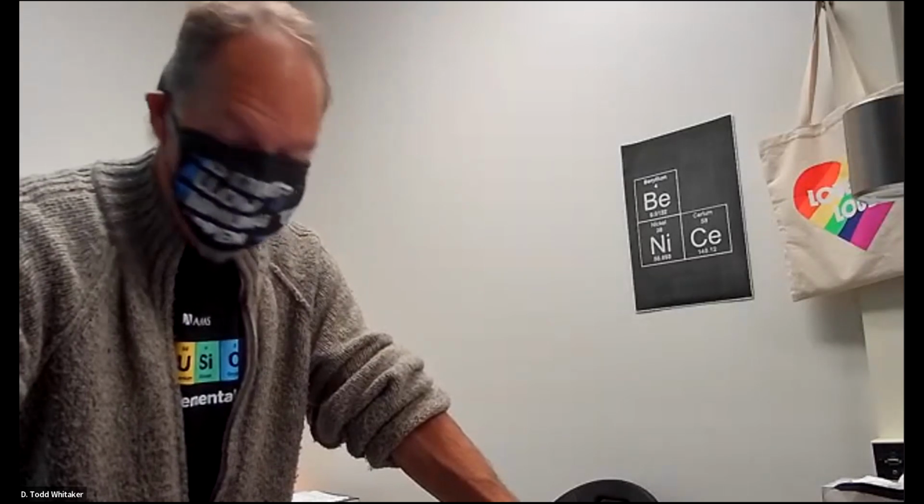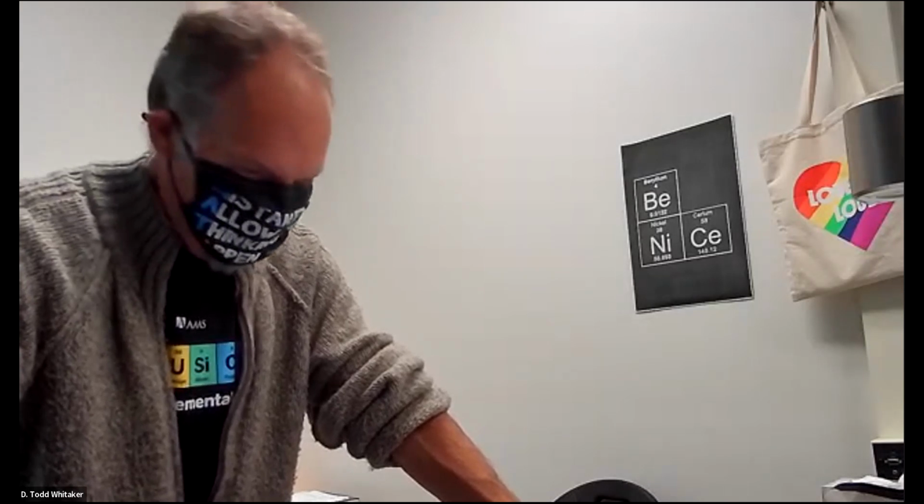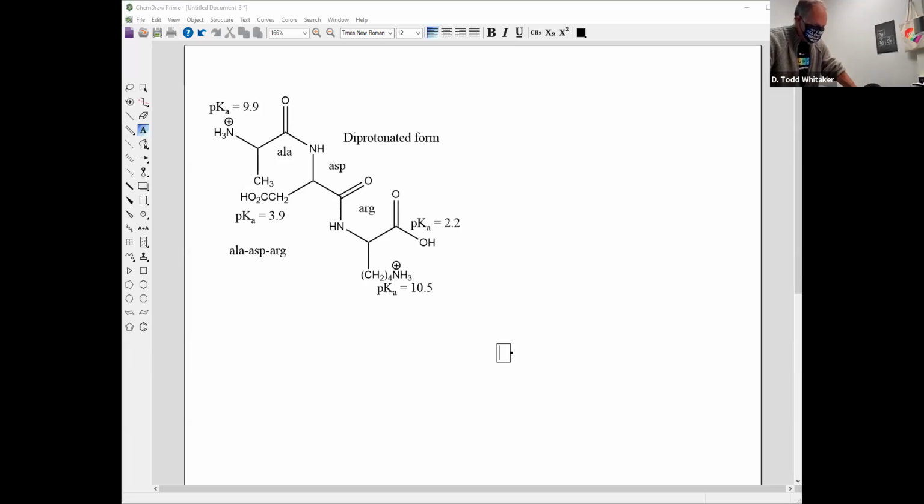We're going to design a test question about the pKa's of an amino acid, a protein. In this case, a tripeptide. I haven't designed the question yet. Here is a protein. It's a small protein, 3 amino acids together.